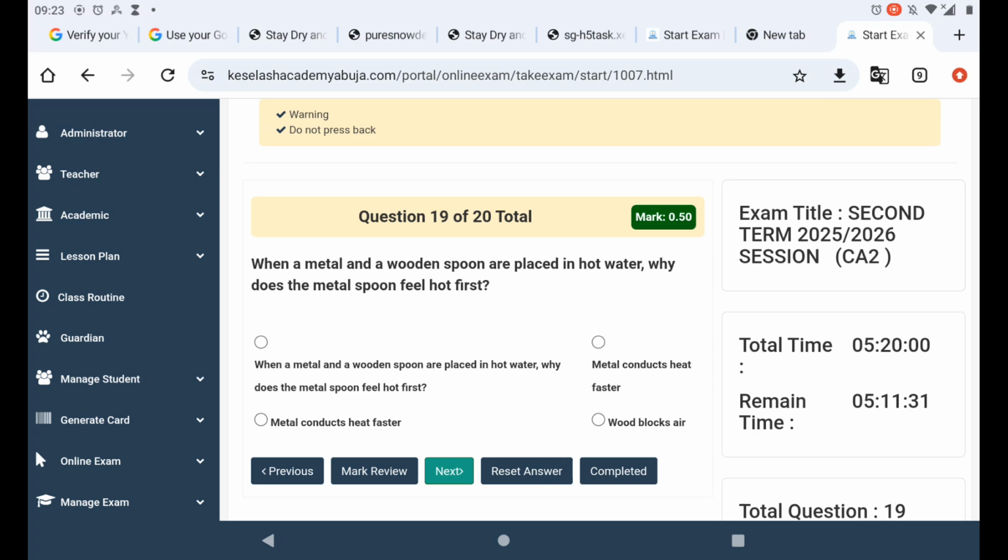Why are a metal spoon and a wooden spoon placed in hot water? Because the metal spoon feels hot. Oh my god, I don't think so. Metal conducts heat faster, yes. Okay.